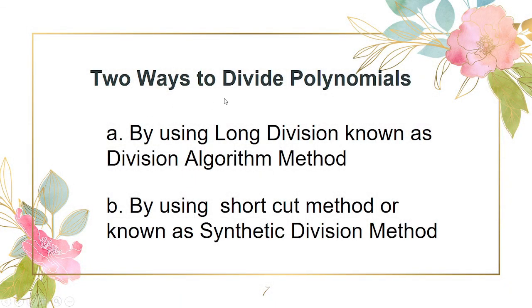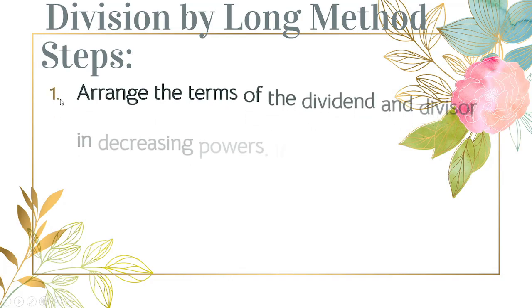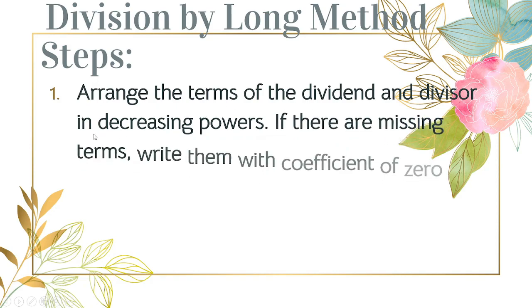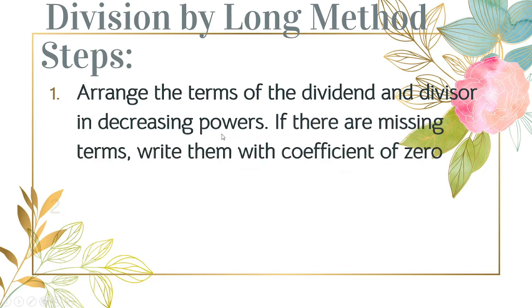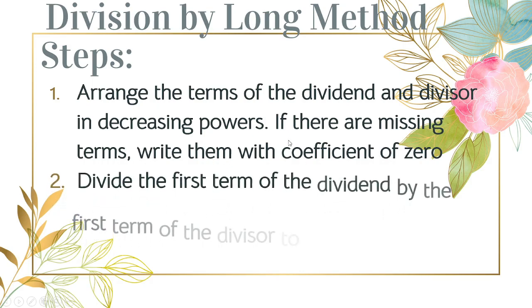How do we divide polynomials? So there are two ways to divide polynomials. First, by using long division known as division algorithm method, and second, by using shortcut method or known as synthetic division method. In division by long method, these are the steps. First, arrange the terms of the dividend and divisor in decreasing powers. If there are missing terms, write them with coefficient of 0.